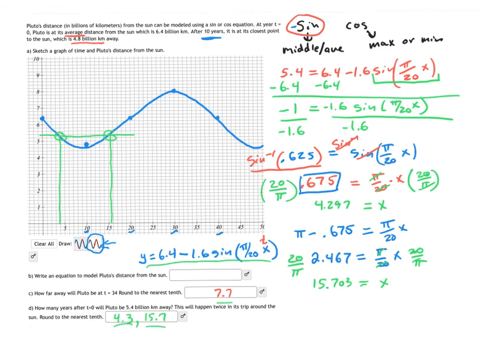So just in summary, the first thing that you're going to want to do is decide whether you're going to use sine or cosine. In order to use sine, that's if you're given the average or the middle information in the diagram. Cosine, you're going to do it if you're given the max or the min. Now, if you're given the max, it will be a positive cosine. If you're given the min, it will be a negative cosine.